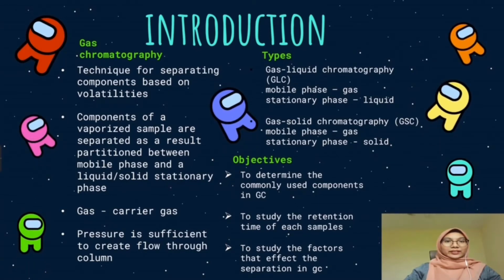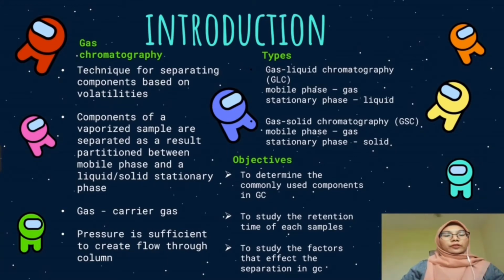Introduction. GC is a technique for separating components based on their volatilities. In GC, the components of a vaporized sample are separated as a result of being partitioned between a mobile gas phase and a liquid or solid stationary phase in the column. The gas is called a carrier gas. Pressure from a compressed gas cylinder containing the carrier gas is sufficient to create the flow through the column.